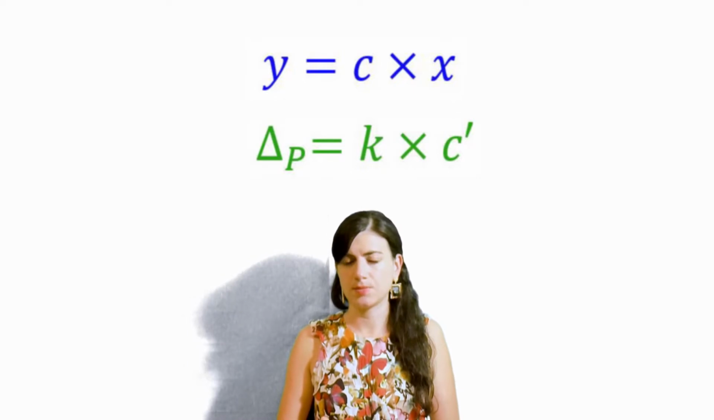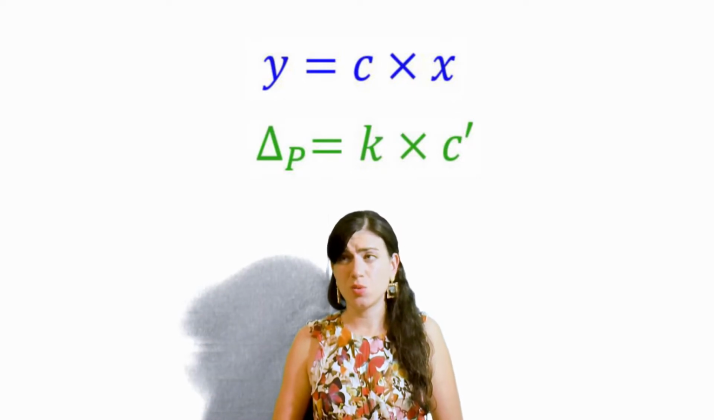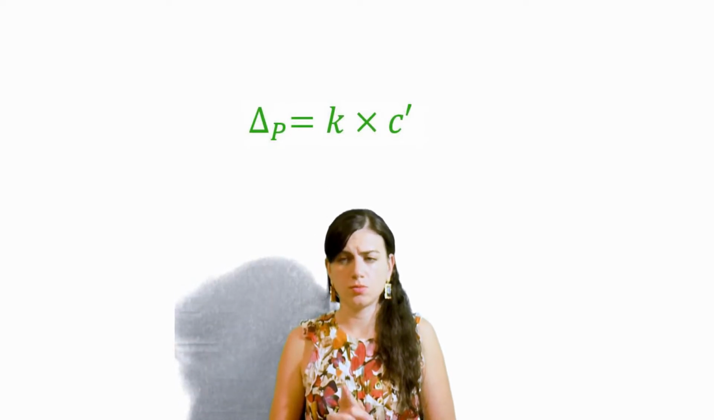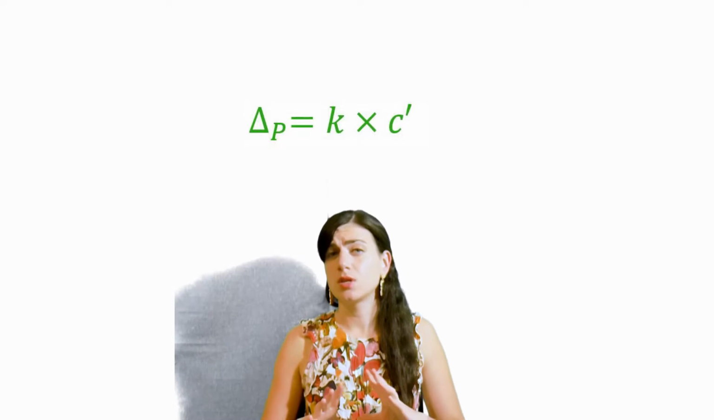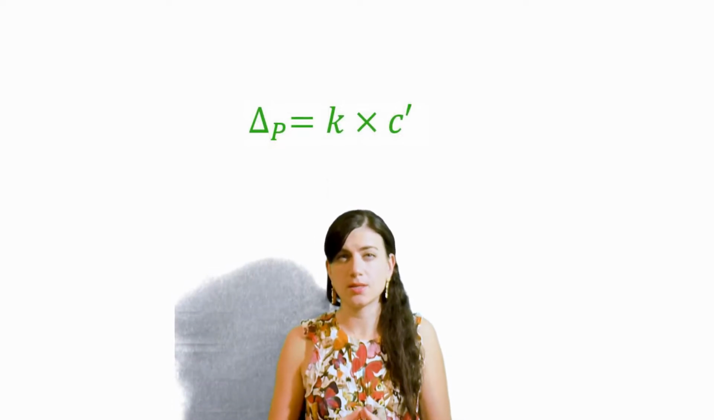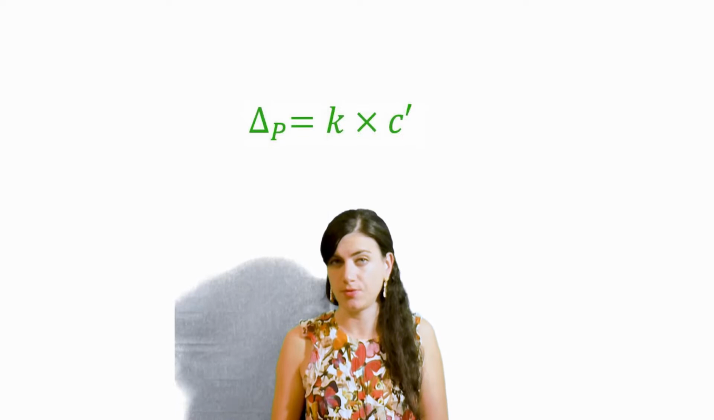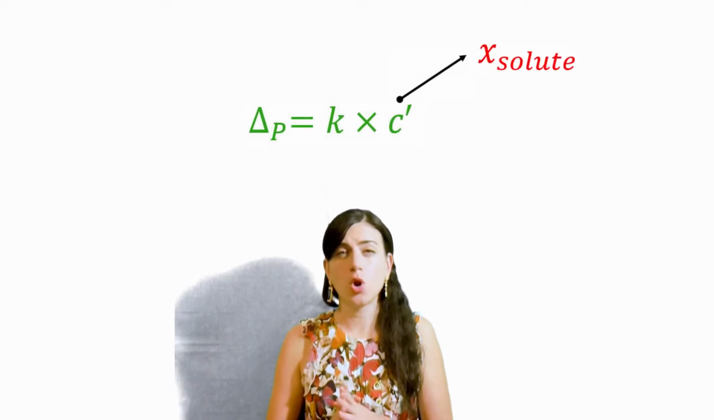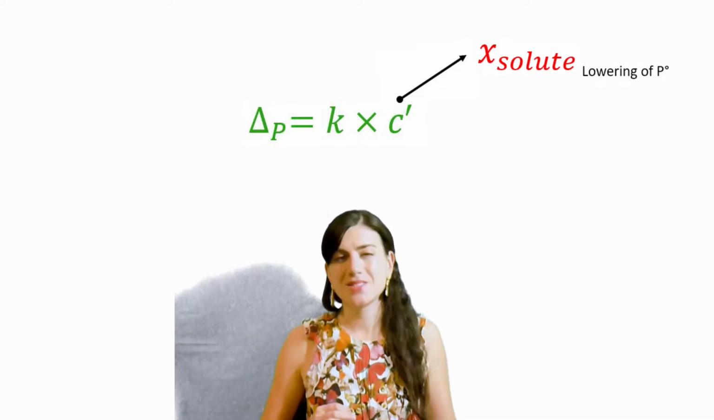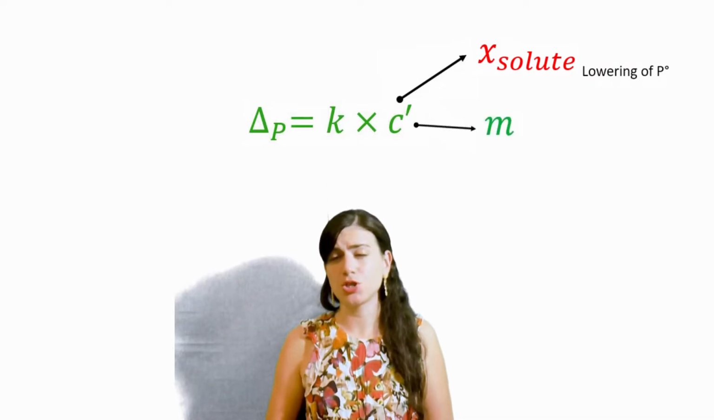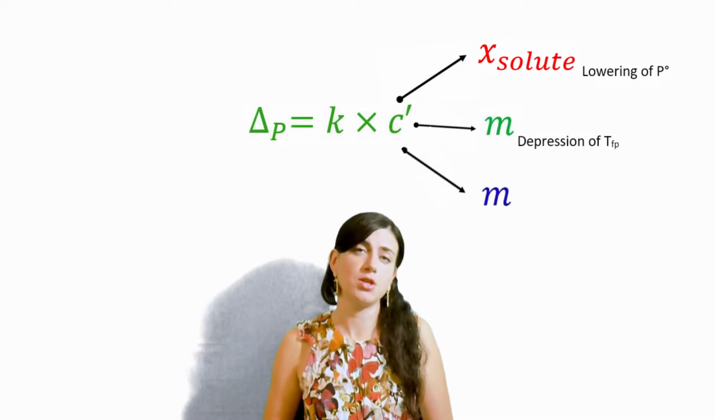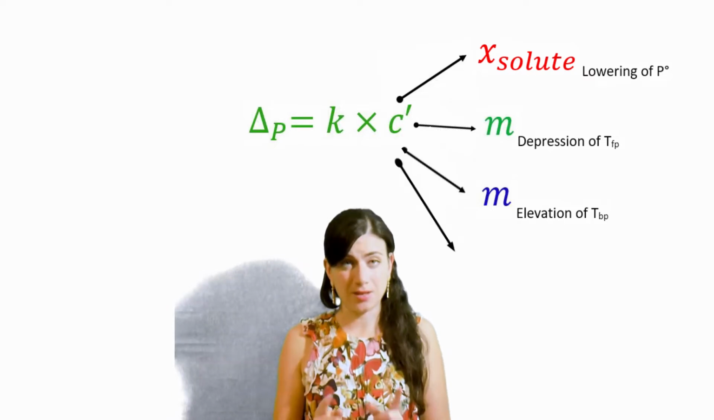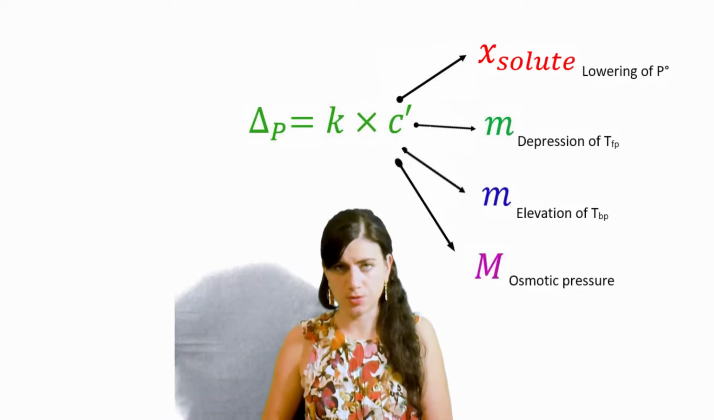K is our constant. But why did I write C with an apostrophe? Because for each colligative property we are going to discuss, C will be different. So the way to express concentration will be different. For example, C will be mole fraction for lowering of the vapor pressure. C will be molality for depression of freezing point and for elevation of boiling point. And C will be molarity for osmotic pressure.